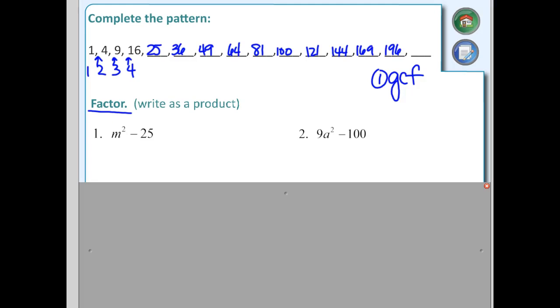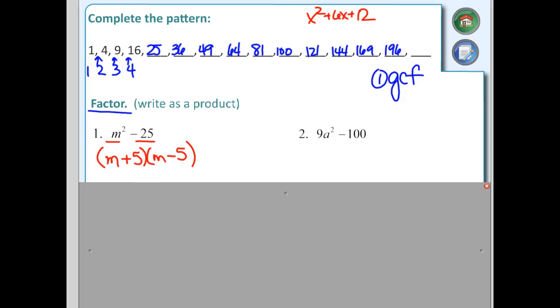So if I look at number 1, I don't have a GCF. But did you notice there's only 2 terms? Remember when we looked at our quadratic equations, there was always a quadratic term, then a linear term, and then a constant term. And if you notice, there's no constant term. There's only 2 terms, so that means the middle term canceled out. So when I look here, I say, oh, this is one of my special patterns. It's called difference of perfect squares. And what can I multiply by itself to get that? Well, this is going to be m plus 5, and this is going to be m minus 5.